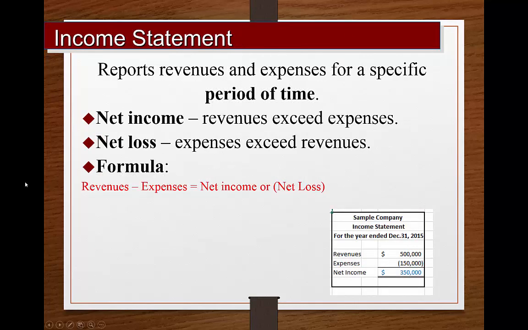The first statement that we're going to cover is the income statement. The income statement reports revenues and expenses for a period of time. So here's a little example of how that might look in a very simplified format. We're going to show the revenues or sales that the company might have, less any expenses, and this company has net income, which means the revenues exceeded the expenses for the period. If the expenses exceeded revenues, the company would have net loss. So the formula you're looking for on the income statement is that basically revenue minus expenses gets you to net income or net loss.